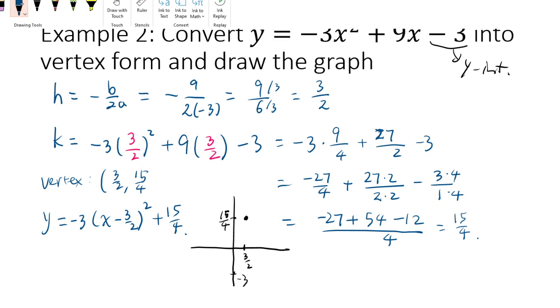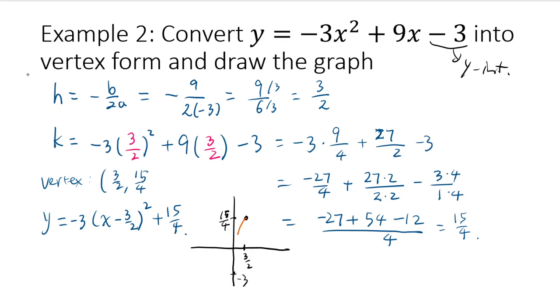Let's draw a graph that's passing through both. So it comes down. And then because the vertex is like the turning point of the quadratic equation, it will turn back. So that's the graph that you're going to get.